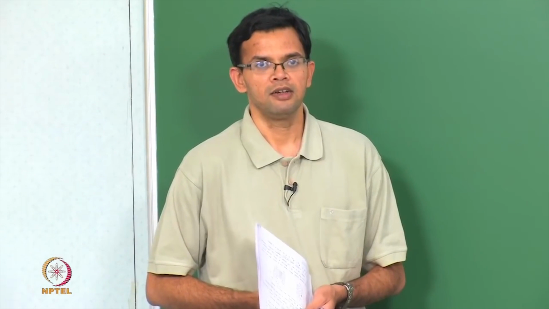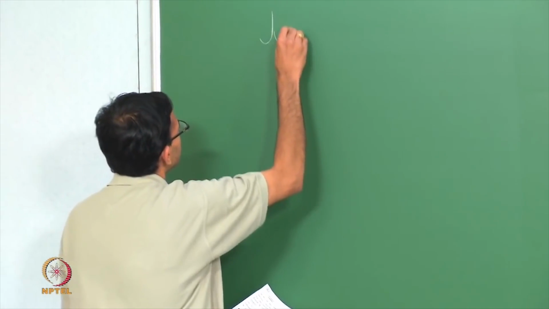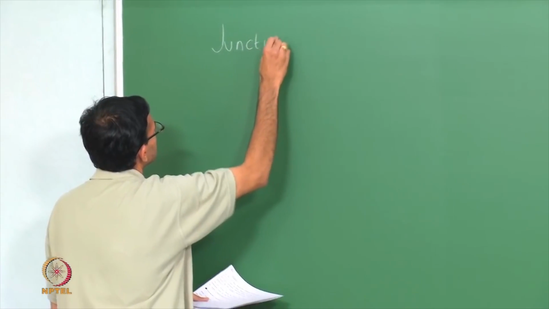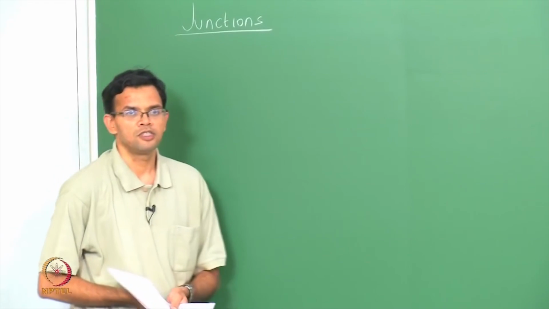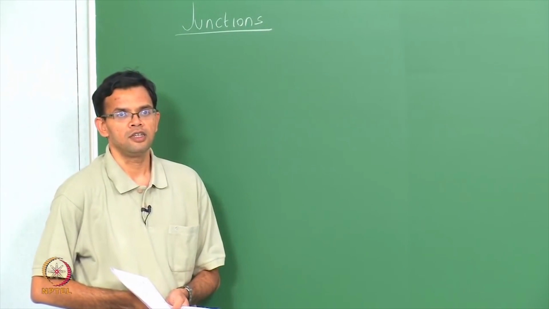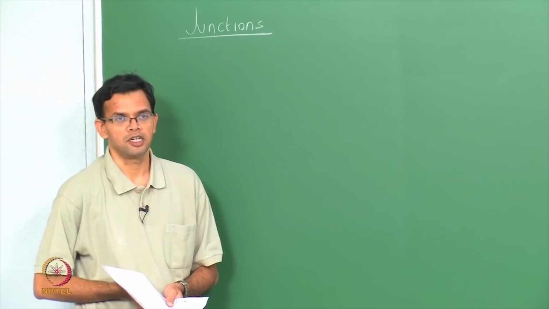In the next few classes, we are going to focus on electronic devices. In order to form a device, we need to put materials together, and when we put materials together, we will form junctions. So in this first lecture on the series of electronic devices, we are going to start by looking at junctions.